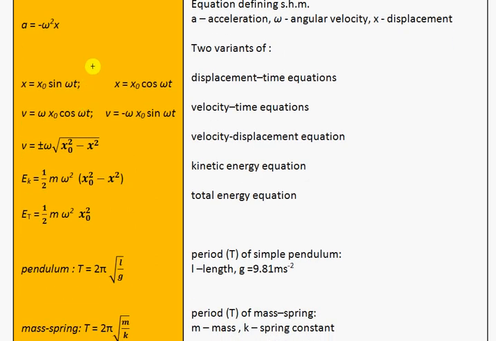Displacement in simple harmonic motion can change either according to sine or cosine law, depending on the start displacement. Accordingly, velocity will be the derivative of x sine, the derivative will be omega x0 cosine. If amplitude of a displacement is x0, then amplitude of velocity will be omega x0. And for cosine, the derivative will be minus omega x0 sine.